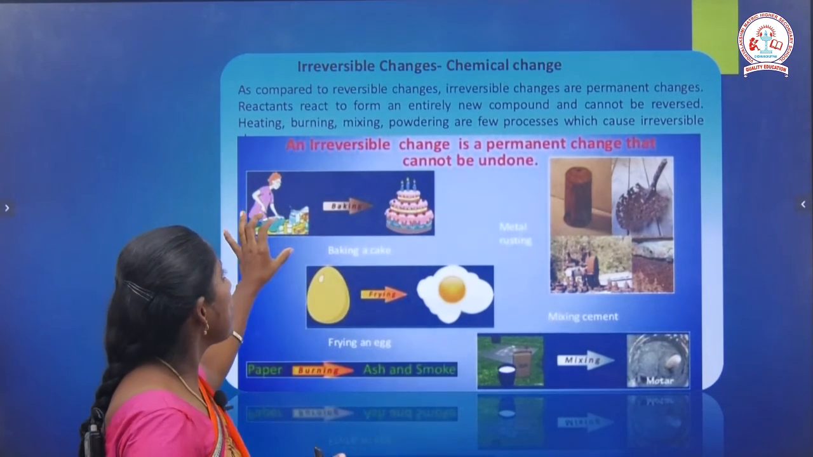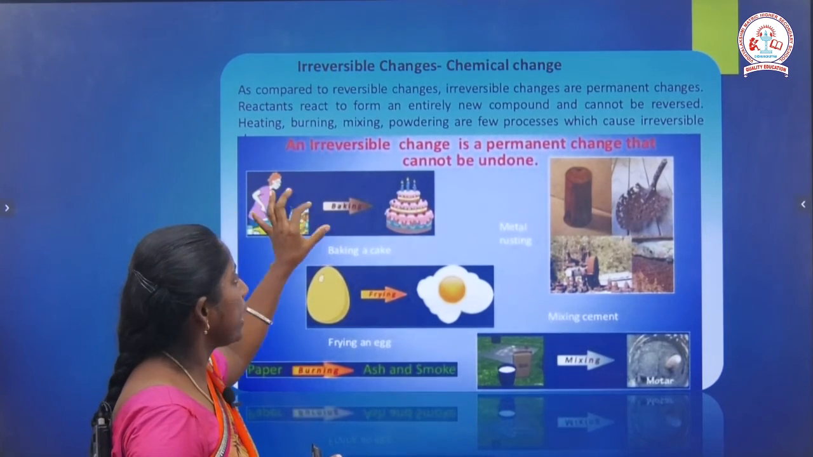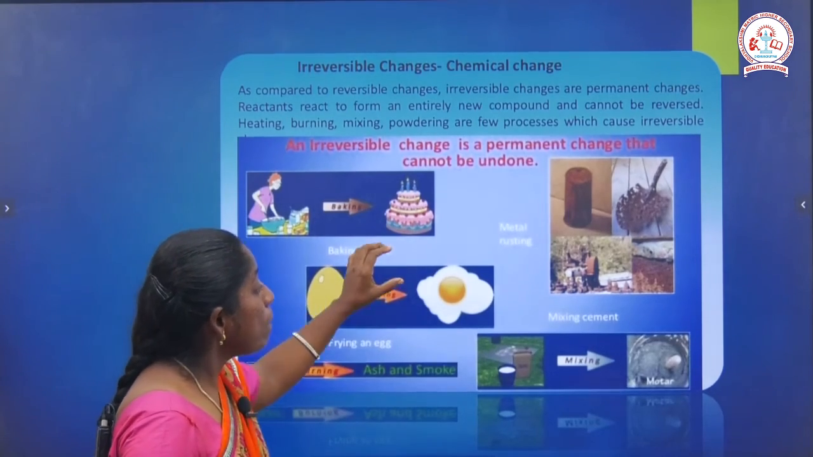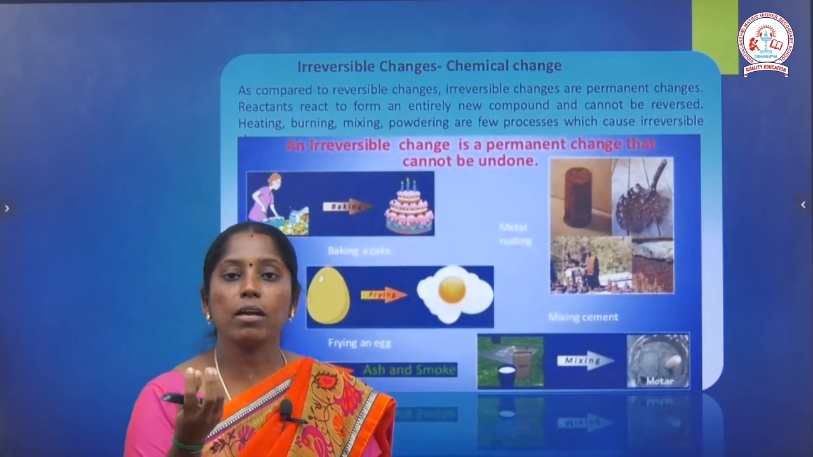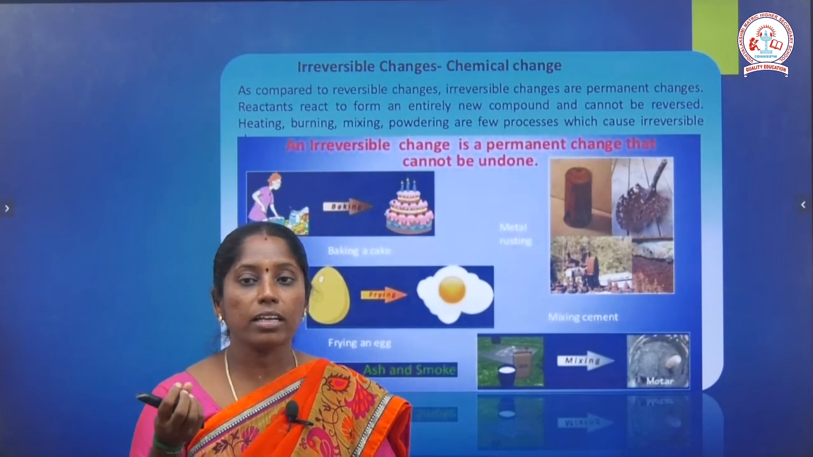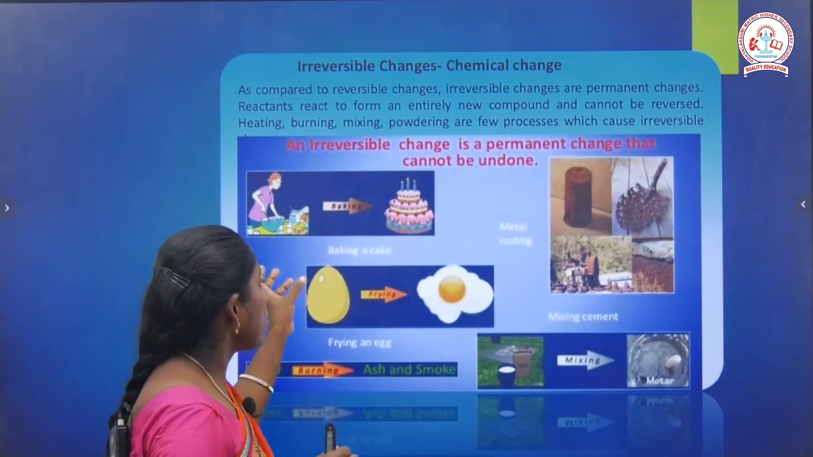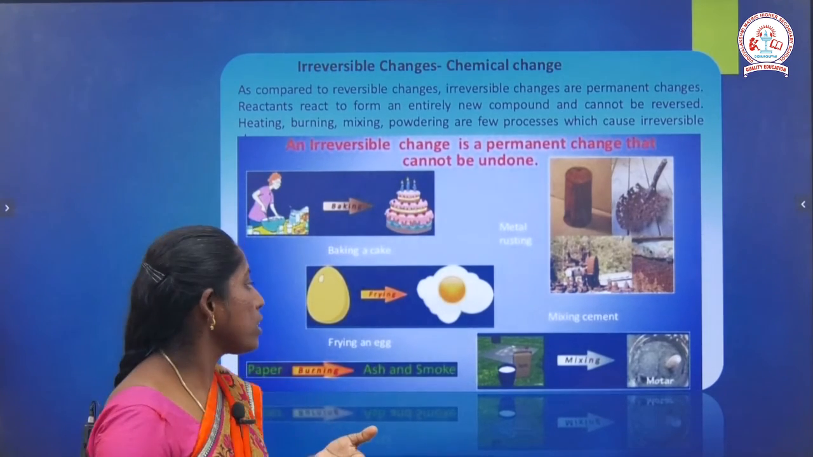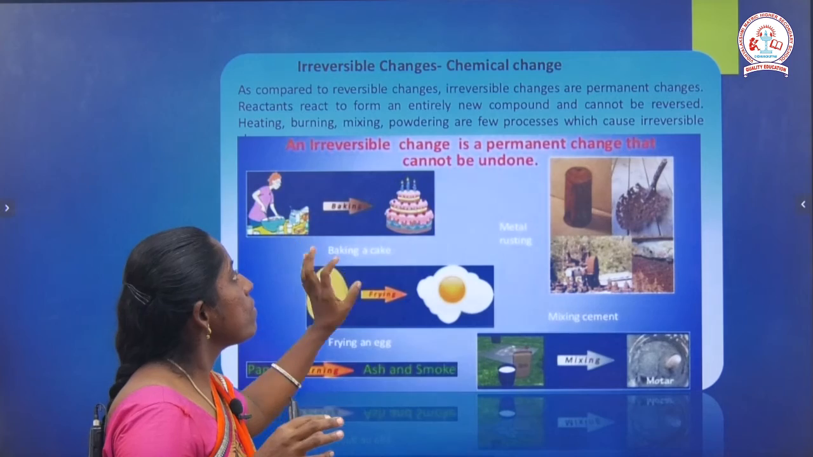I can give an example here, baking of a cake. Once we cook food, we cannot change it back. Then metal rusting, iron gets rusted. It will definitely not change back into the old iron. That we call metal rusting. Here, when we make an omelette from an egg, it is cooked, so that change also cannot be reversed. Frying an egg is also an example of irreversible changes.